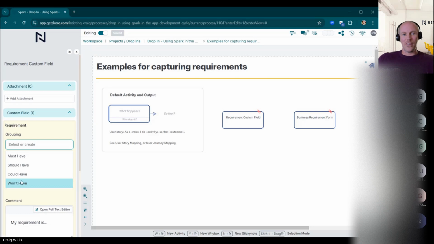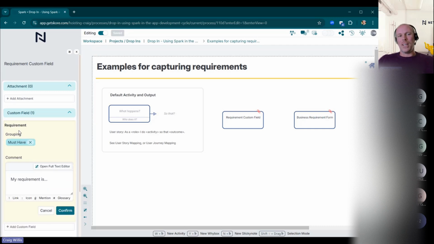If you're not familiar with MoSCoW, it's just about categorizing your requirements into your must-haves, which technically should be your non-negotiables. It's like, it won't work if I don't have this. Your should-haves, which are important things to have but we could live without. Could-haves are your nice-to-haves or your delighters, and then won't-haves are things that we definitely don't want in the system. So that's just a nice way of categorizing them, and then you simply describe what the requirement is.